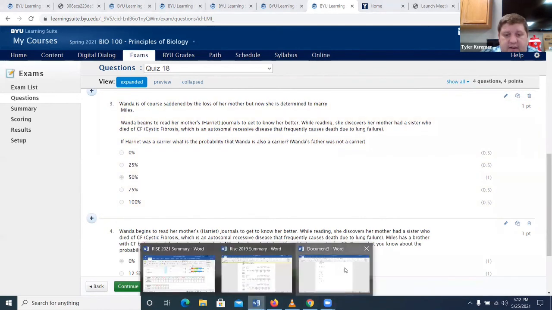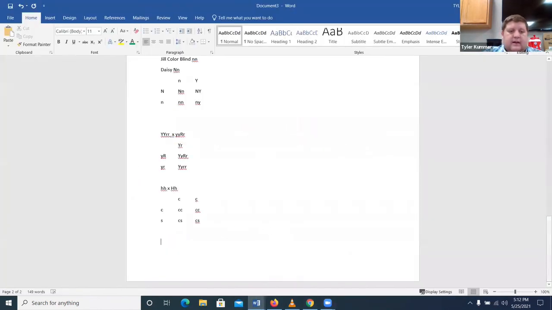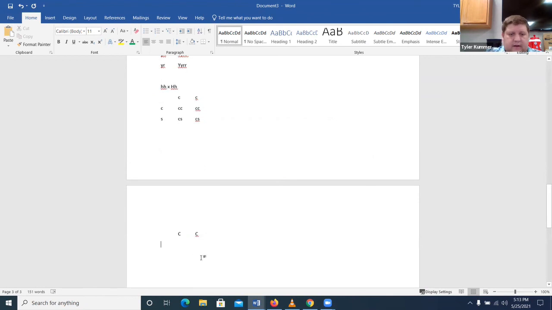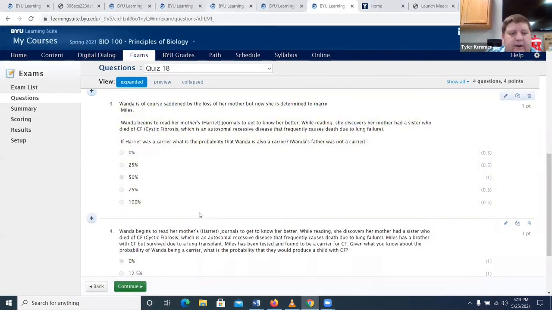So if we go and do that cross out, her father is not a carrier. Her mother is, according to this scenario. And so not a carrier, not a carrier. Yes, a carrier. Yes, a carrier. So 50% she'll end up being a carrier.